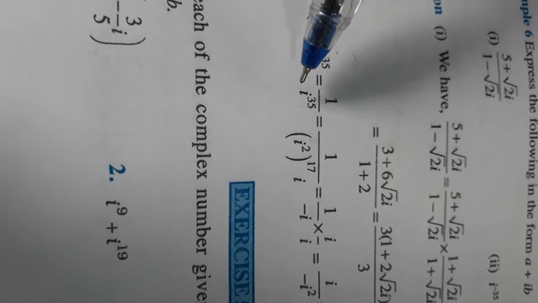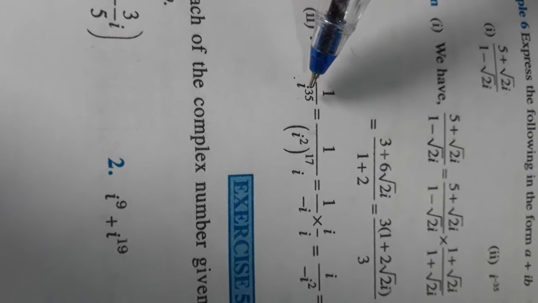Now these are with only one i, right? So if you look here at i raised to minus 35, this is the problem. If it is a negative index, what we are going to do is take it to the denominator, that is 1 divided by i raised to 35.